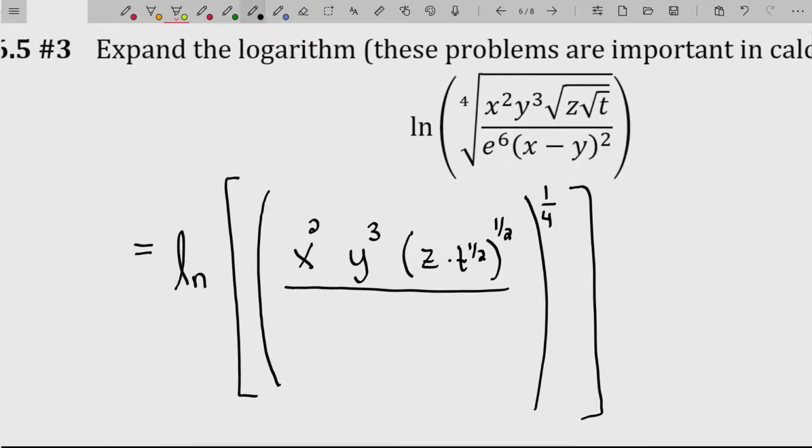In the denominator, well, there's nothing much you can do. That's e to the 6th times the quantity x minus y, quantity squared. Do not multiply that stuff out. That would be terrible.